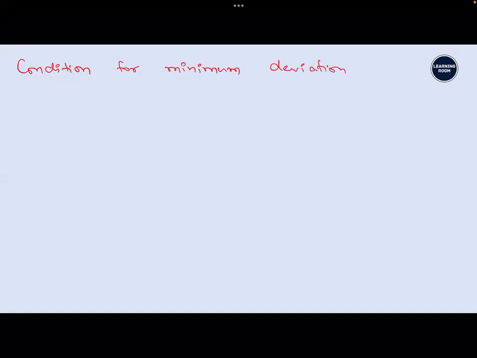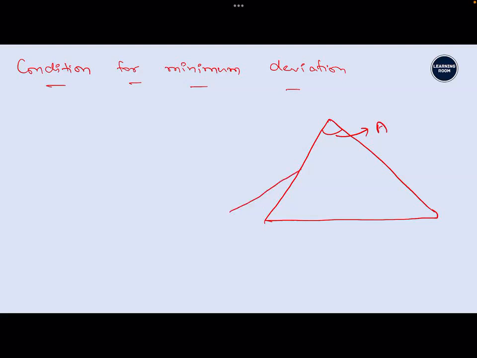Write down the heading as condition for minimum deviation. Okay. So what does this state? If you see, let's say you have a prism like this, a triangular prism. Let's say this angle is A. Now this incident ray is coming and hitting the surface in such a way that the refracted ray is getting bent slightly in this way. Right? So what I can conclude is the extent to which the refracted ray is getting bent depends on the angle of incidence. So when you make it incident at different angles, right?